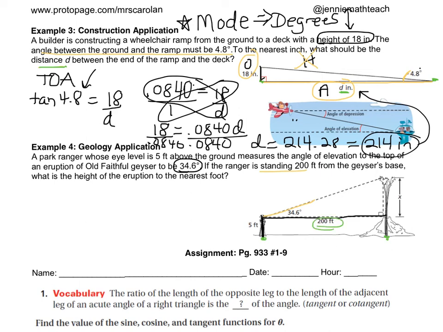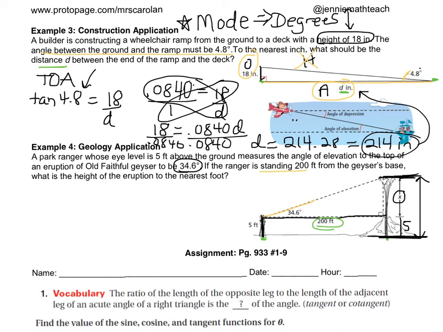Our job is to figure out the height of the eruption to the nearest foot. So our ultimate goal is to figure out from the top of the eruption to the very bottom, how tall is that? Well, it's going to be this entire distance. We'll use the triangle to find that distance, the x, and then we'll just add on 5 more because he's 5 feet up from the ground for where his eyes are.